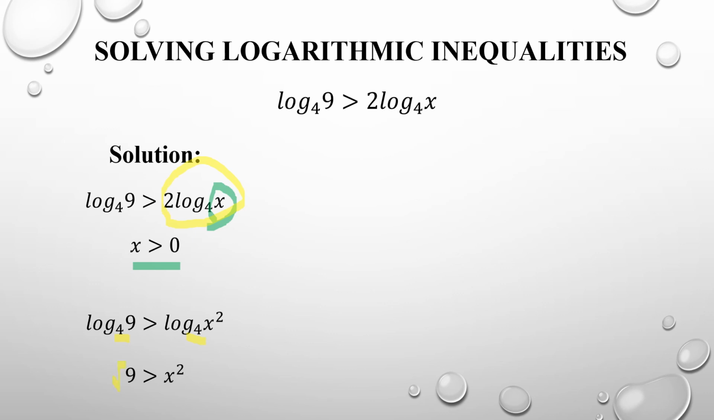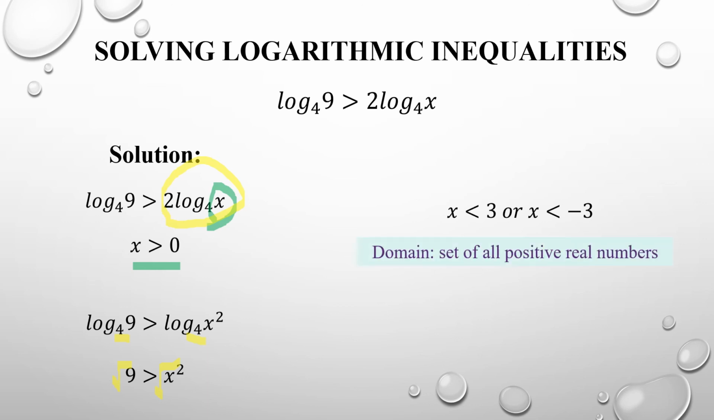Kunin natin ang square root ng magkabilang side. Ang makukuha natin ay x is less than 3 or x is greater than negative 3. But since kailangan nating i-consider ang domain ng ating logarithmic functions, which is the set of all positive real numbers, hindi na natin ito isasama, yung negative 3. So, ang magiging solution set natin is x is greater than 0 but less than 3, or 0, 3.